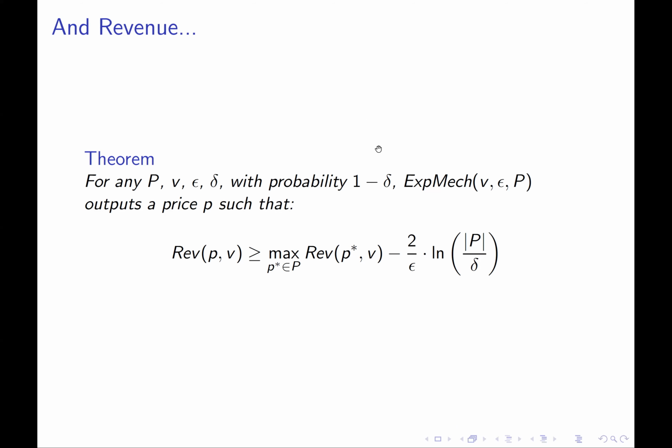Okay, so first, let's state what the guarantees are of the exponential mechanism as compared to the revenue of the best fixed price, not overall, but the revenue of the best fixed price amongst the set of prices it's selecting from. And then we'll go through the usual exercise of giving it a sufficiently finely discretized net of prices so that we can compare that revenue to the revenue of the best fixed price, period.